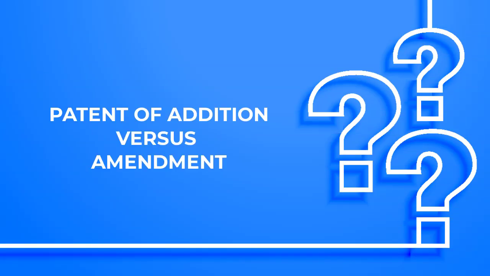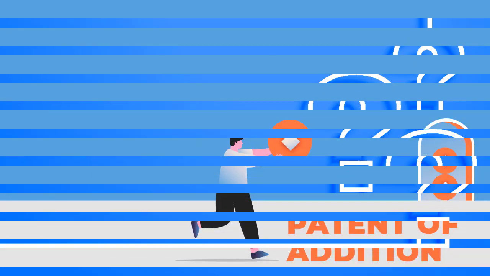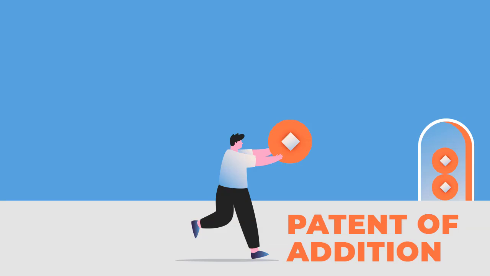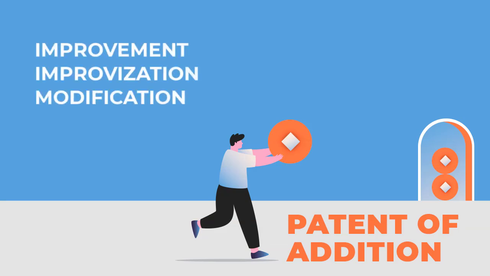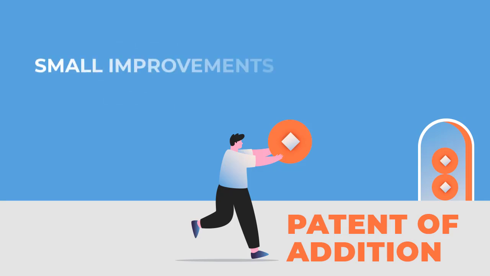Now, we know from our preparation so far that whenever a patent is filed and a patent is granted, any improvement, improvisation, modification to an invention can be filed by way of a patent of addition. So we know that the Patent Act provides for filing patents of addition, which can be done for small improvements which are connected to it.